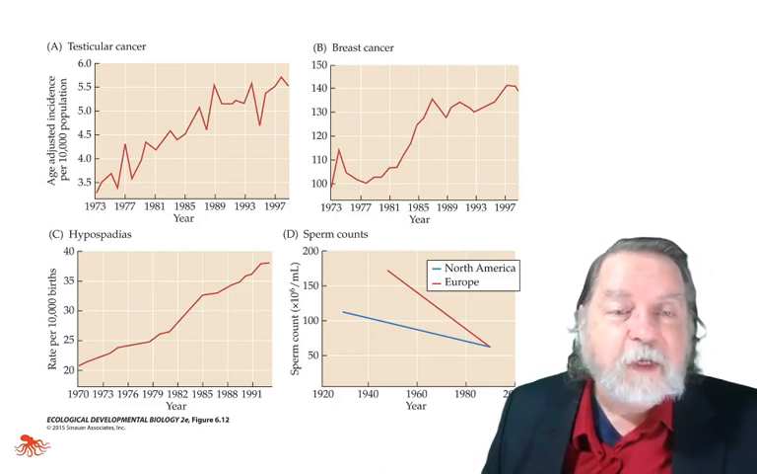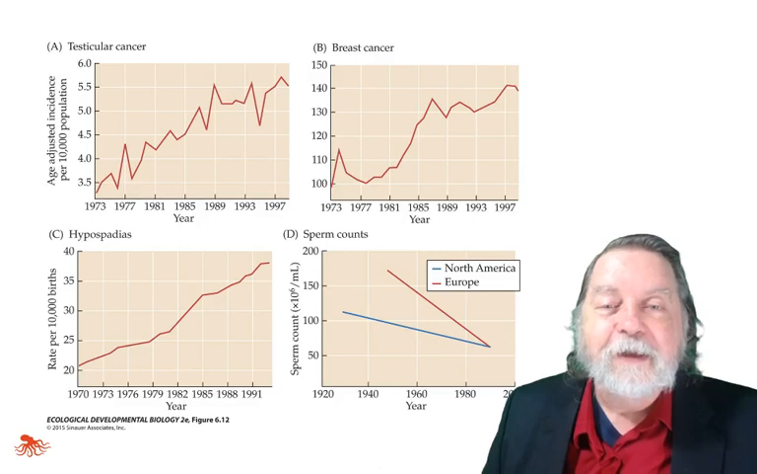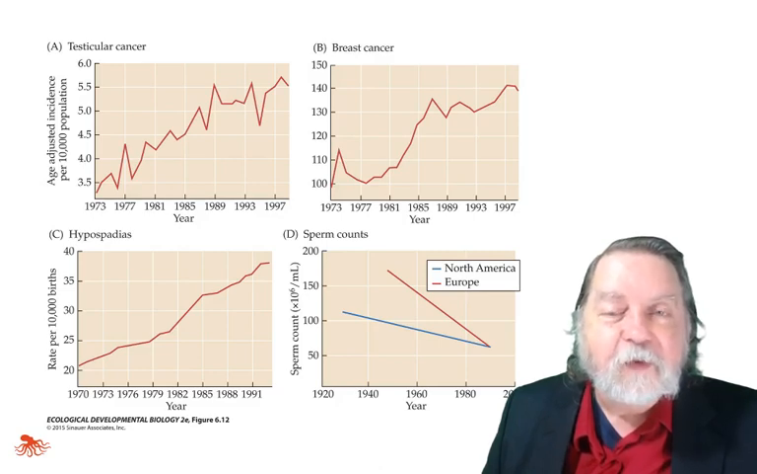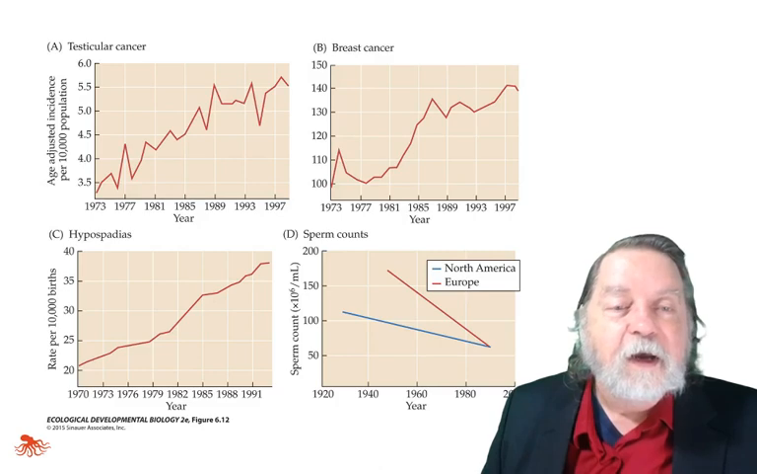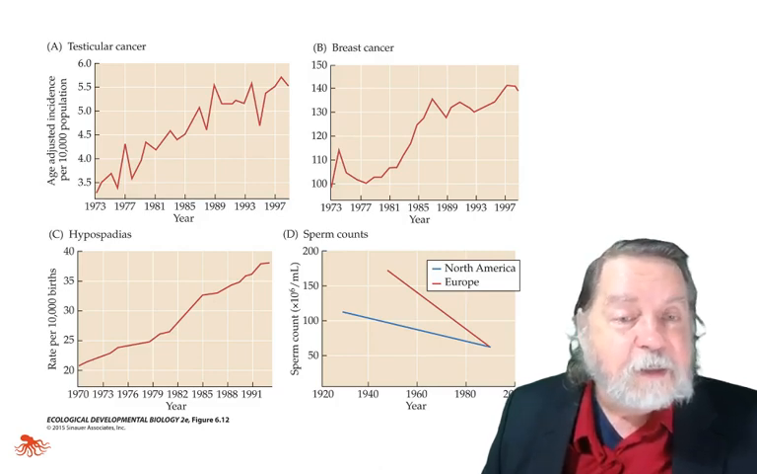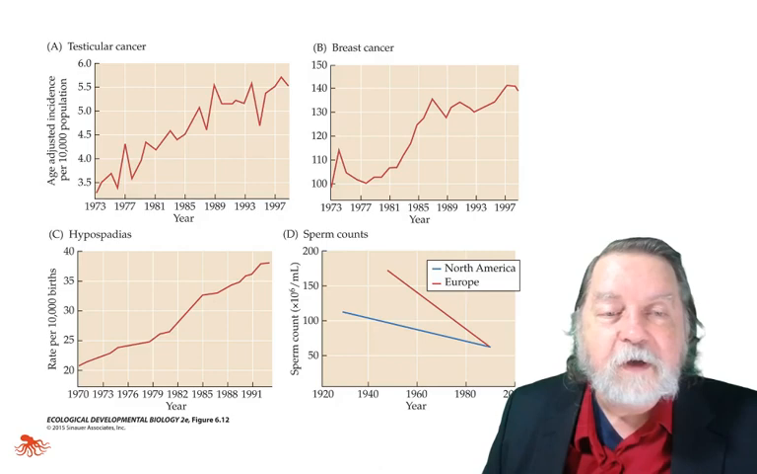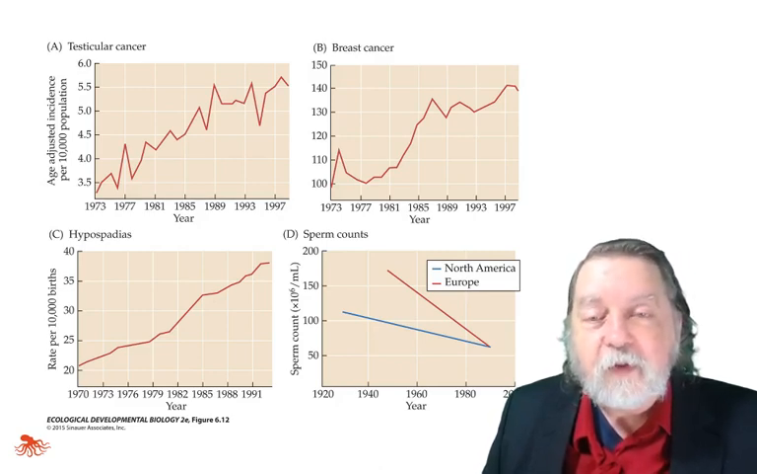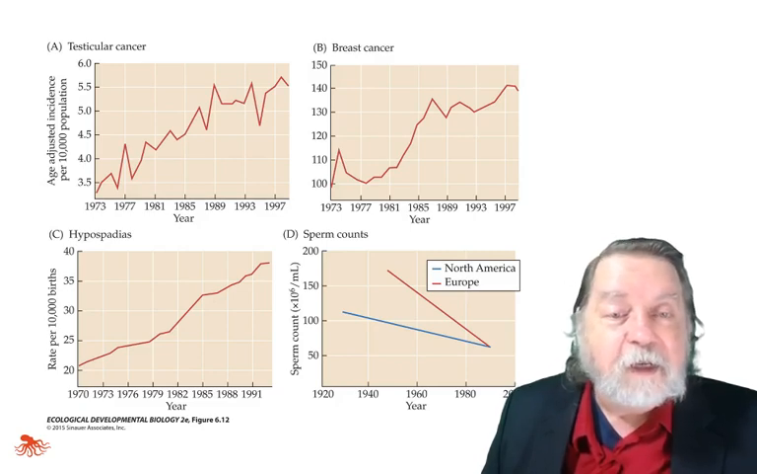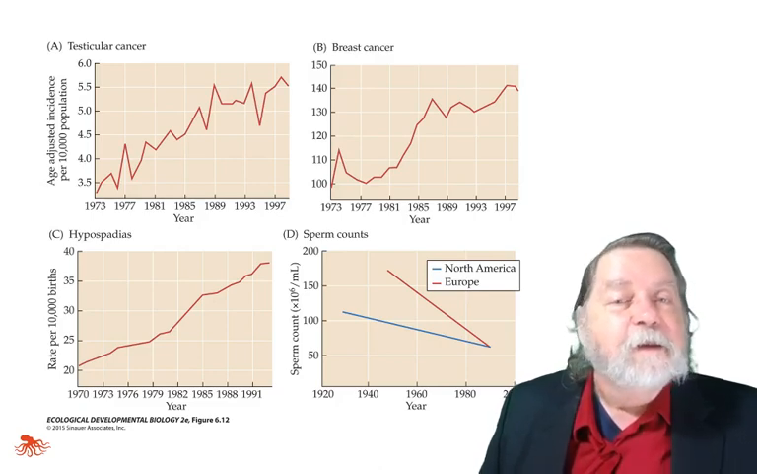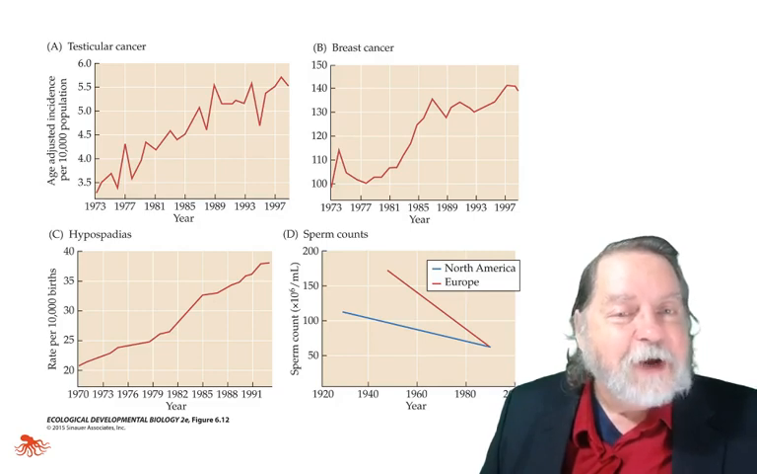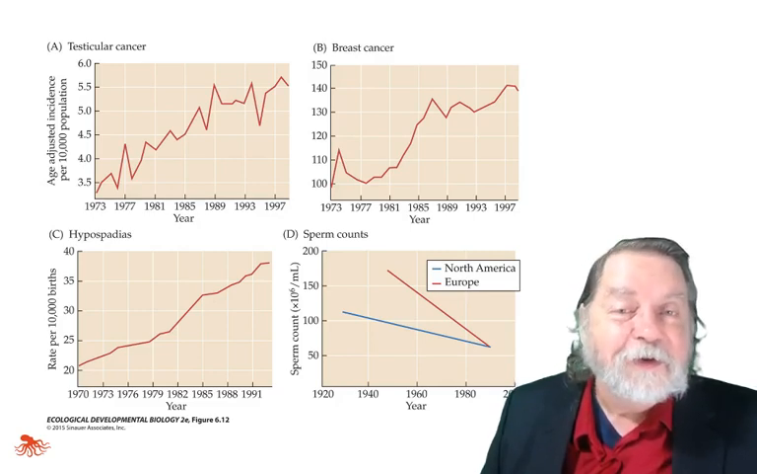Notice the line is not going down, it's going up. Year by year, this is increasing frequency of testicular cancer. Also note that this is the age-adjusted incidence, so you can't just simply say it's because we live longer, so therefore we're getting an increased frequency of these problems. It's actually been compensated for that. So this is saying there's a clear trend, an upward increasing trend in the frequency of testicular cancer. Note top right, there's another similar graph for breast cancer. And breast cancer has also been going up.